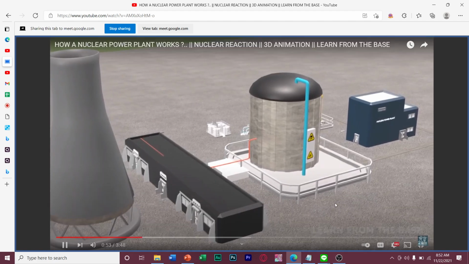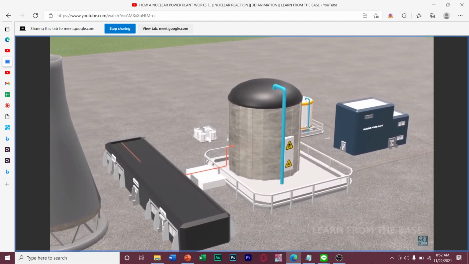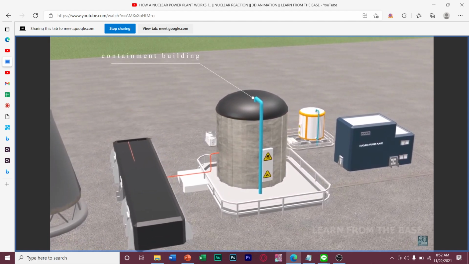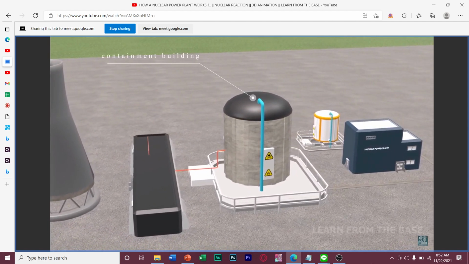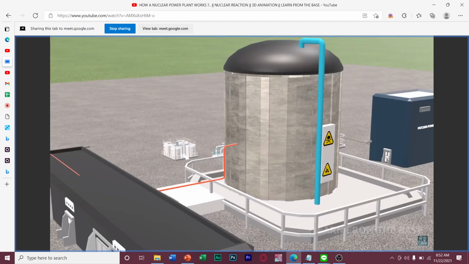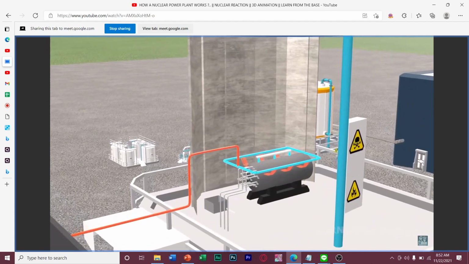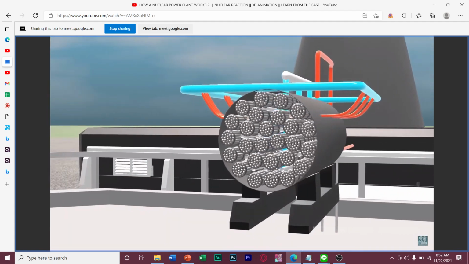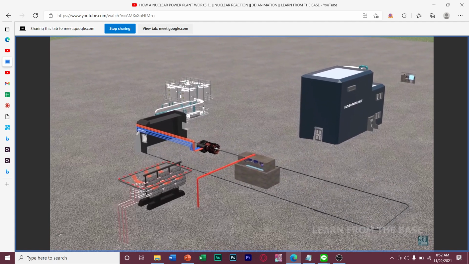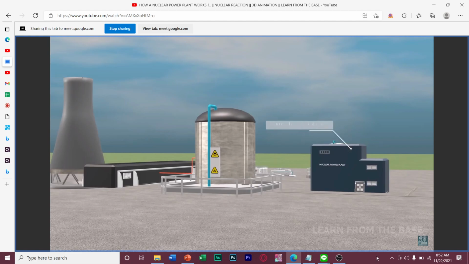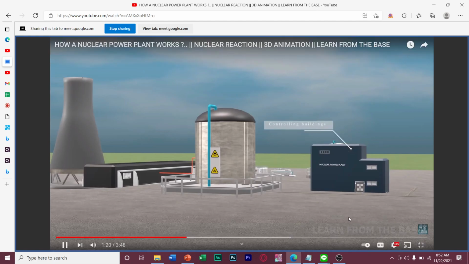The nuclear power plant consists of numerous buildings and facilities, the most important of which are as follows. This is the containment building, where the nuclear reactors are housed. It is made of 2 meters thick reinforced concrete. Inside the containment building, a large tank called calandria, which is the heart of the nuclear reactors. This is the turbine generator building. It houses the turbine and generator. This is the control building, for monitoring and controlling the nuclear reactors.